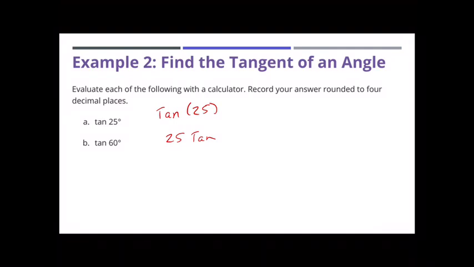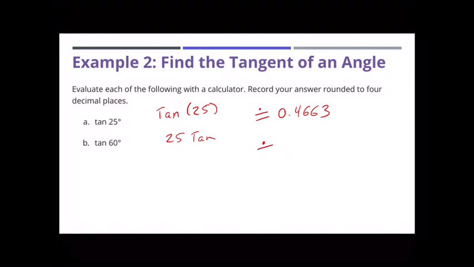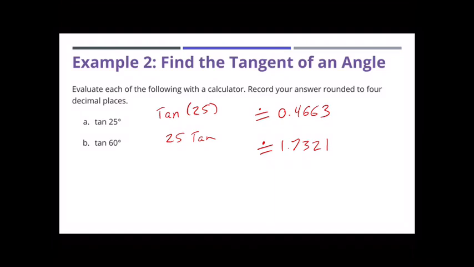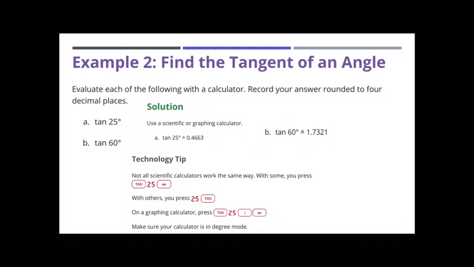So the answers are, please pause this and practice this. A is 0.4663 and B is approximately 1.7321. So please pause, take out your calculator, make sure that you can get those answers. There are some tips, they're also in your textbook, about how to do it. Sometimes you have to press in different orders in order to get what you're doing. So make sure you understand your calculator. But that's all you have to do. Put it in the calculator.